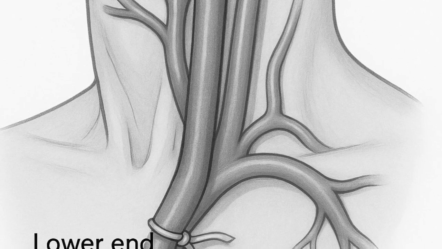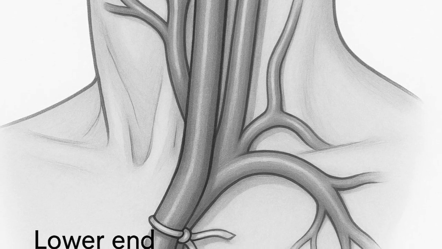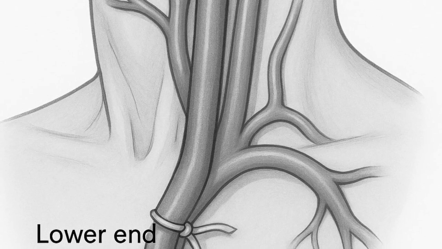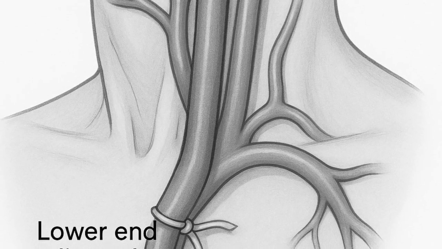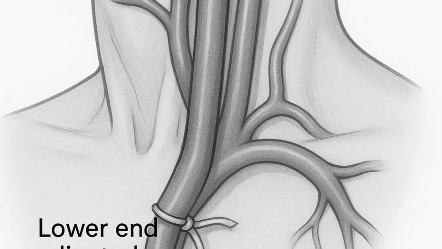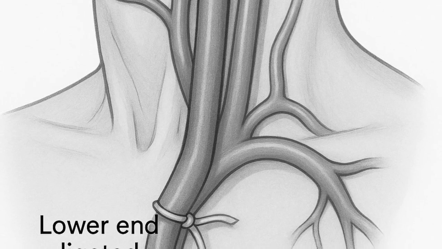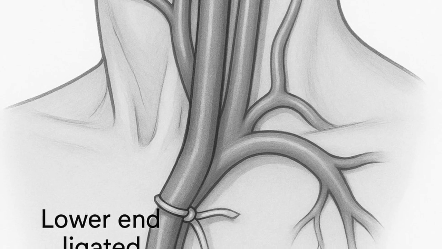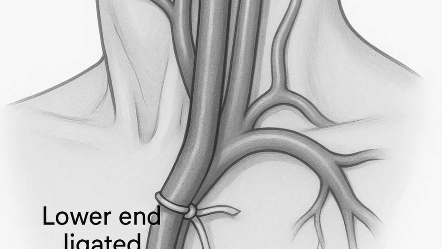Second cause is to avoid air embolism. The lower end of the IJV is closer to the negative pressure of the thoracic inlet and subclavian vein. Ligation of the lower end first minimizes the chance of air being sucked into the thorax, especially during inspiration, which can lead to venous air embolism.